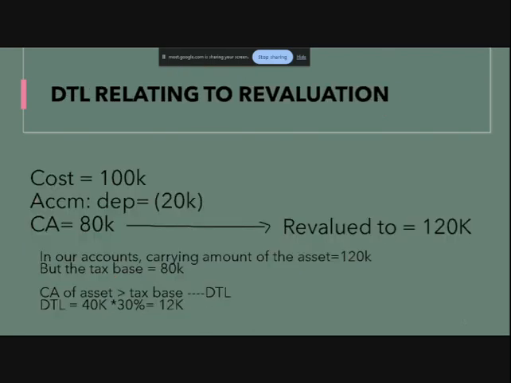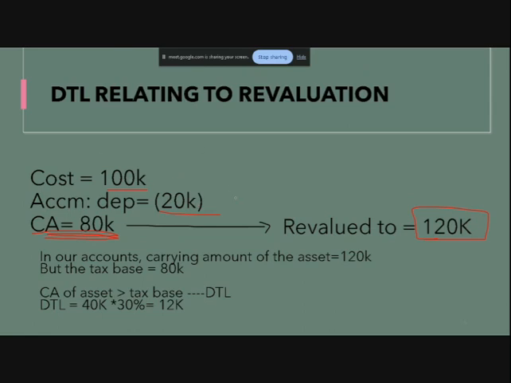Now this is what I was talking about: detail relating to revaluation. Let's say there's an asset which had a cost of 100K. We have an accumulated depreciation of 20K, so in our accounts it is 80K. Now on that date, what did we do? We revalued it to 120K.